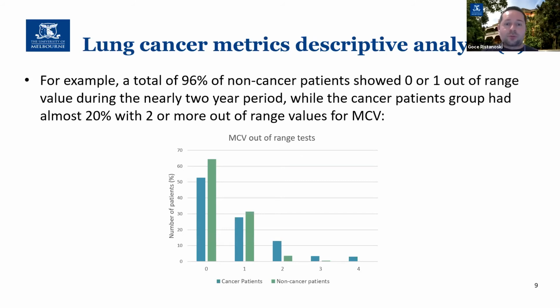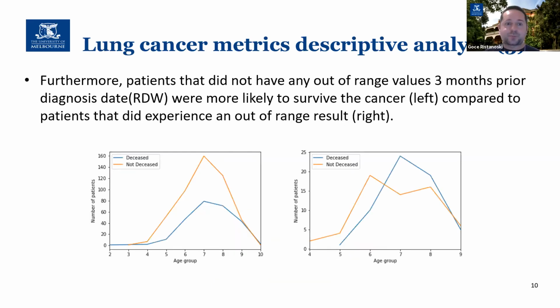In fact, we can see that for most of the non-cancer patients, which is our control group, around 96% of those patients have a maximum of 1 out of range value in the 2-year period for these 5 metrics, while more than 20% of the cancer patients have 2 or more out of range values, which means that there is a good indication that a patient may experience an out of range value for at least one of these 5 metrics.